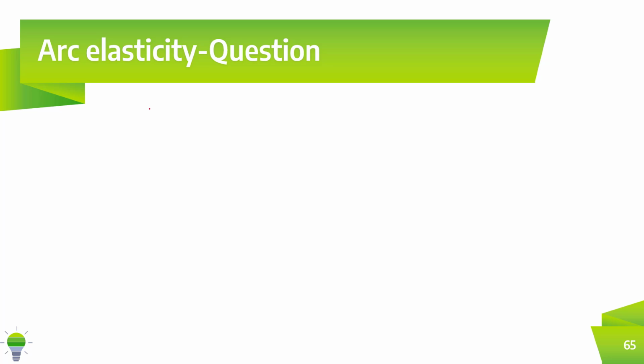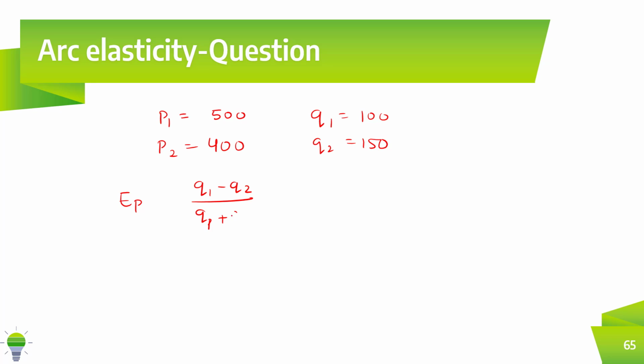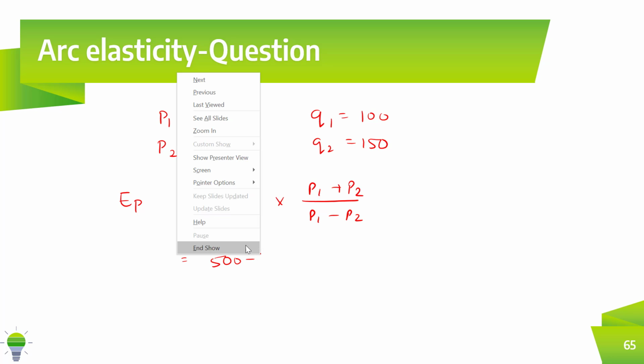I'm writing a question over here. Supposing P1 is 500, P2 is 400, Q1 is 100, Q2 is 150. So how will we calculate arc elasticity? This is Q1 minus Q2, this is Q1 plus Q2, multiplied by P1 plus P2 divided by P1 minus P2. So Q1 minus Q2, 500 minus 400 minus 150.